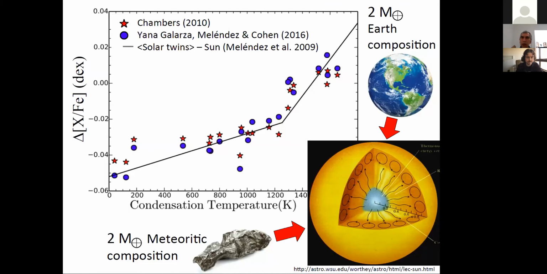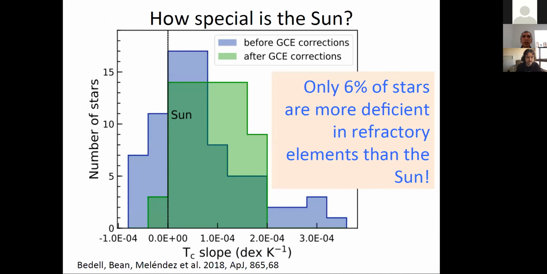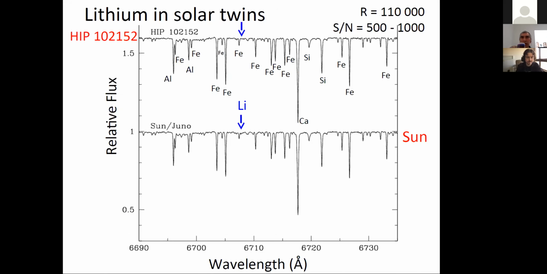And if you put this rocky material back into the Sun, you can reproduce the trend that we found, that is shown with a solid line, and the data points are 4 masses of rocky material that are put back in the convection zone. This was shown by Chambers and others like Galarza. And on this composition of the Sun being poor in refractory elements, we have analyzed about 70 stars, and we found that only 6 stars seem to be more deficient in refractory elements than the Sun. We have also analyzed lithium.